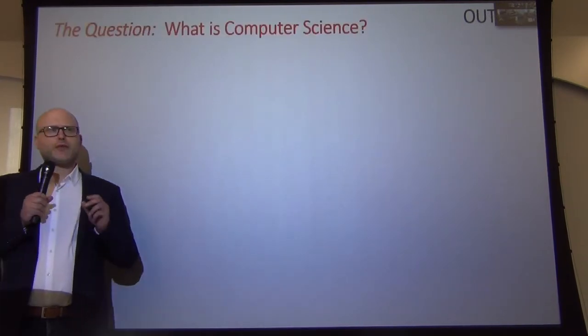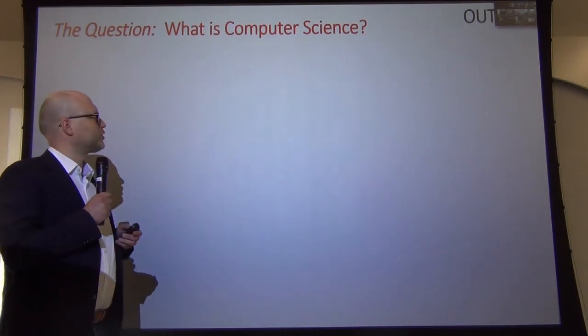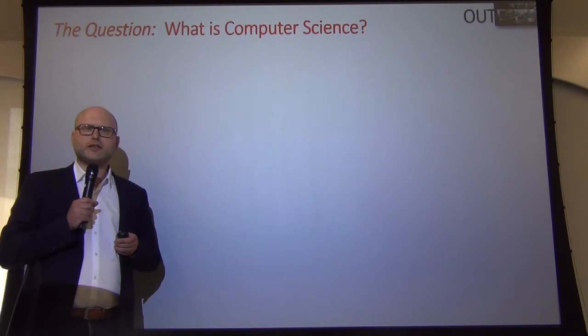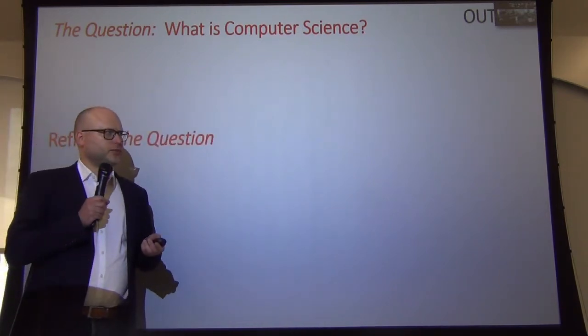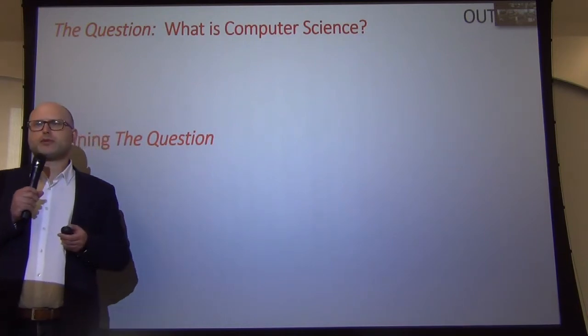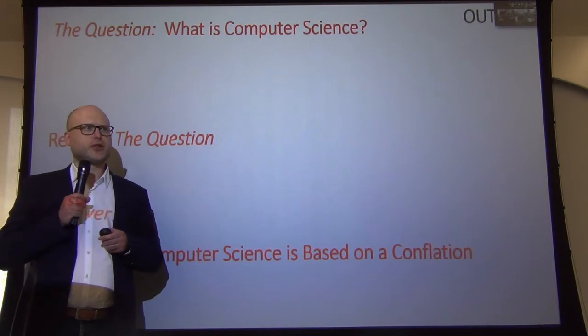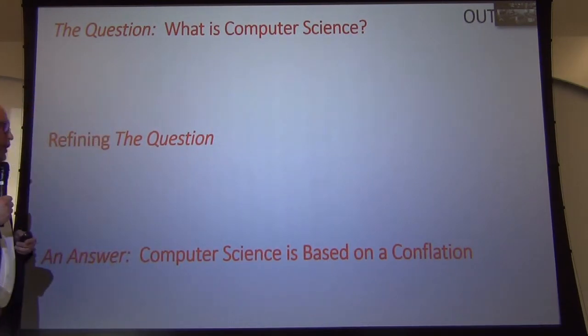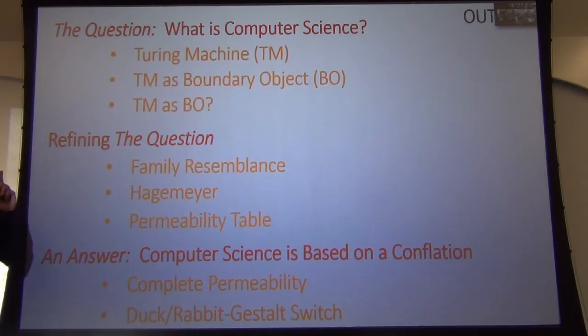My talk consists of three parts. Number one is basically addressing the question, what is computer science? In the second part, I'm going to refine the question. And then in the third part, I'm going to present one answer based on our research, which is that computer science is based on a conflation. Here are all the subsections. There's no point going through this because this slide will recur over and over again as I go through my presentation.